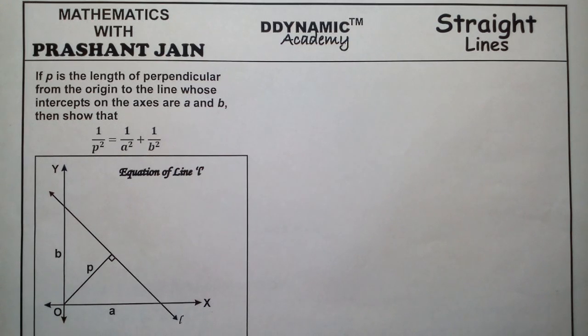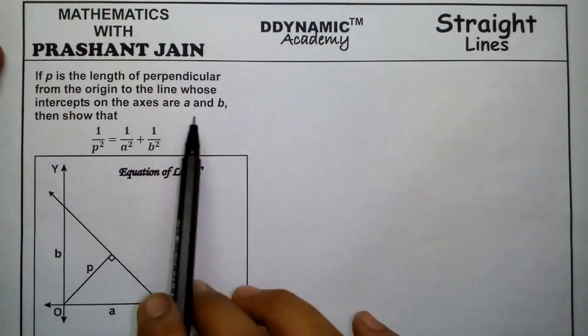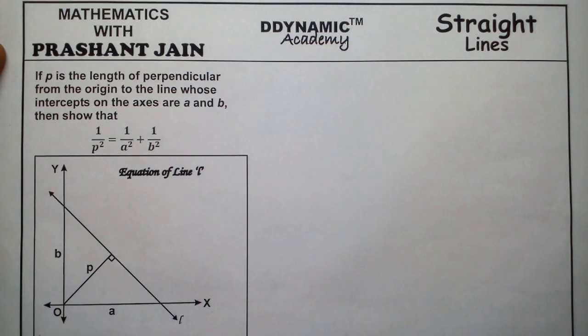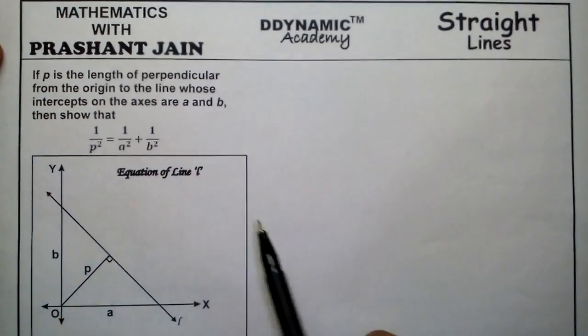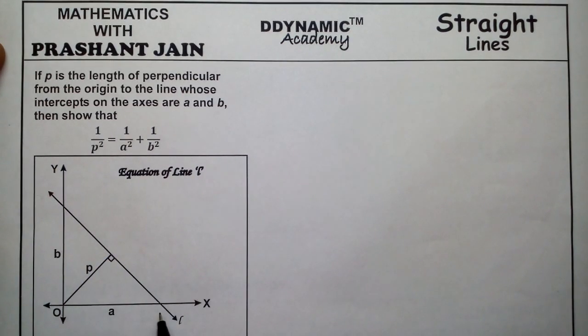And the question is, if p is the length of perpendicular, this is the diagram which we have already drawn for all of you, but you have to draw this diagram while you are solving the question. If p is the length of perpendicular from the origin to the line, this is the x-axis and y-axis, and this is the point where these lines meet each other, the point O, the origin. This is the length p, the perpendicular distance from the origin to the line L, and whose intercepts on the axes are a and b. Intercept means the distance from the origin to where the line cuts the axis.